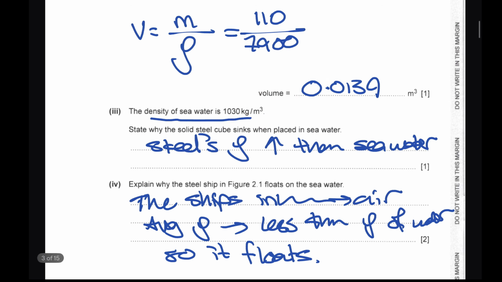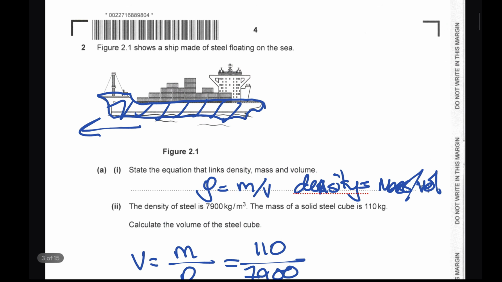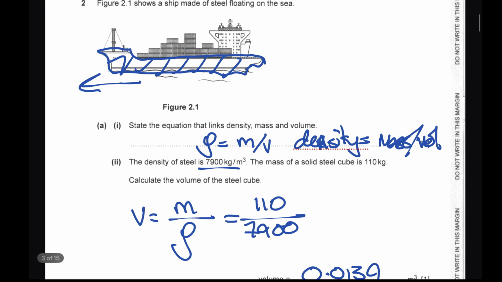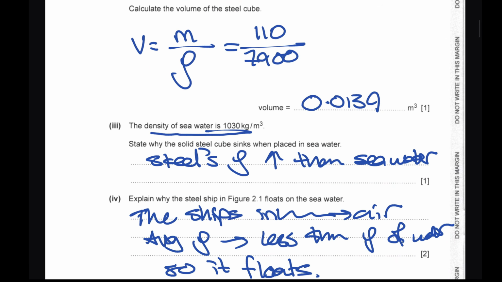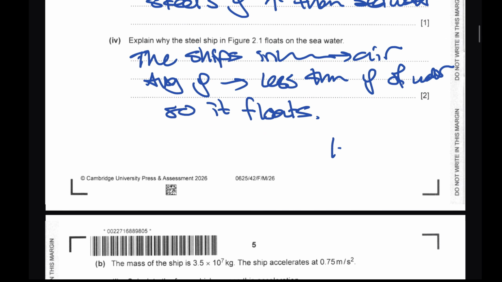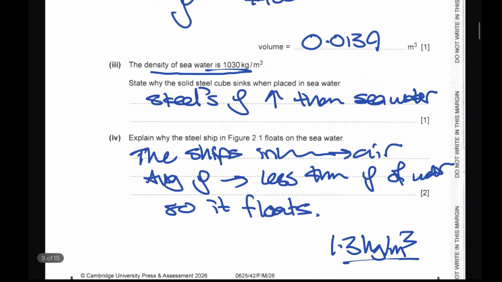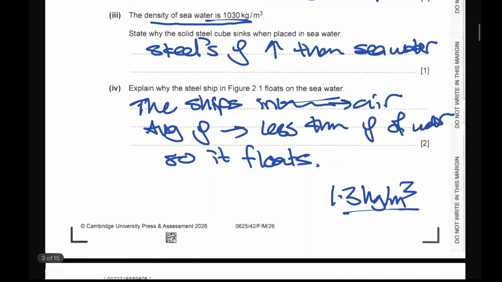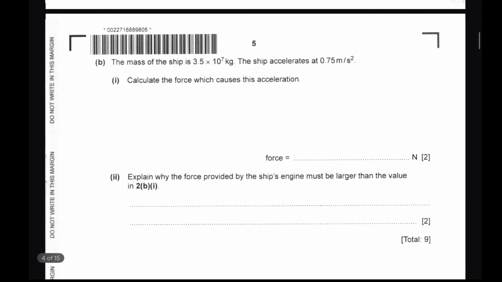So density of steel, as you can see, is 7,900. Density of water is 1,000. Density of air is about 1.3 kg per meter cube. So when you do the average of air and steel, you get a very low density, much lower than water, and that's the reason why it floats. There you go, easy peasy. Right, let's move on to the next part.